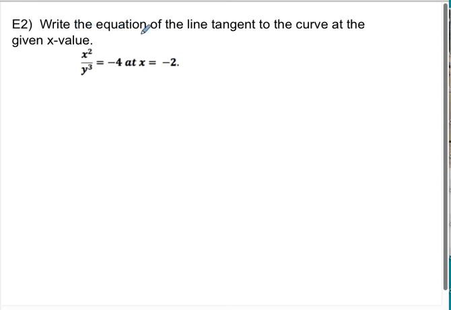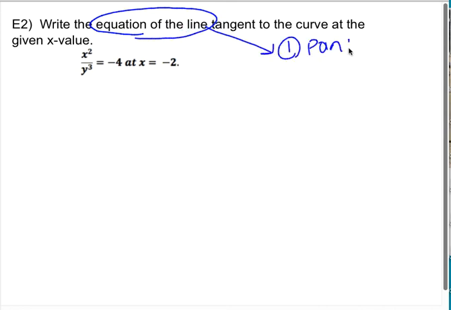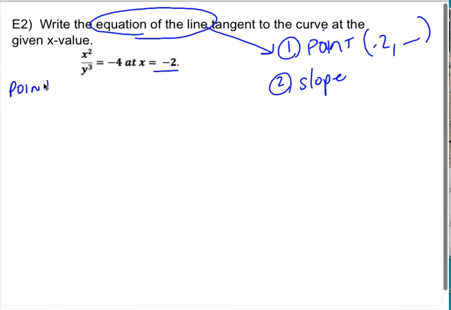Write the equation of the line tangent to the curve. Okay, so if you hear equation of a line, your brain should instantly jump to two things. You need a point, of which I seem to have half. I have x is -2, so we'll talk about that in a sec. And you need a slope, which in calculus means a derivative, right? So my point, I'm going to find by plugging in x, right? So let's go ahead and find the point first, because that doesn't involve any calculus, right?